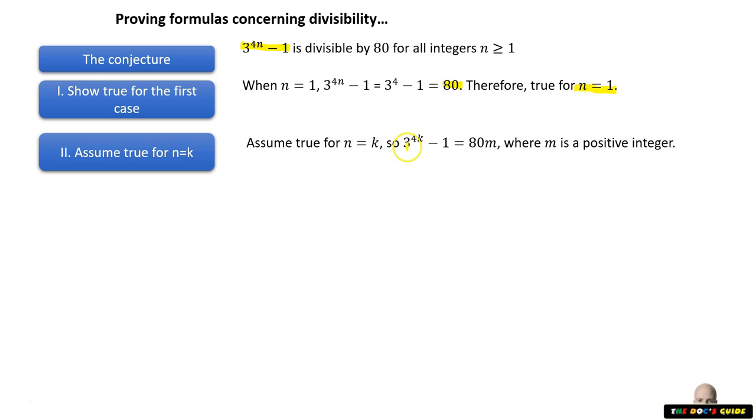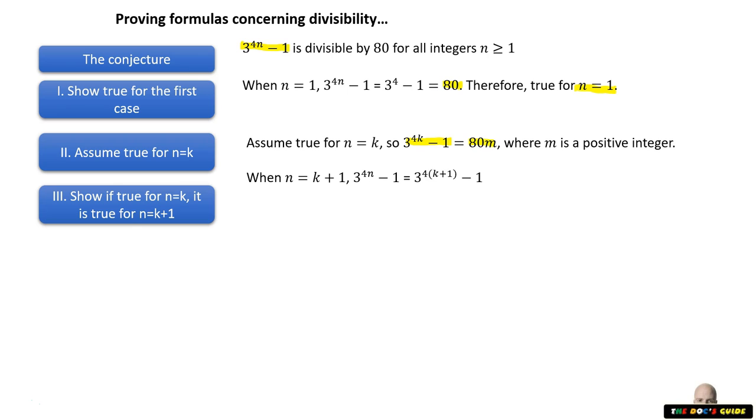So if it's true for n equals k, that means 3 to the 4k minus 1 must equal 80 times some integer m. There's nothing special about the letter m, it's just that m needs to be a positive integer. So in other words, 80 goes into 3 to the 4k minus 1 a whole number of times. Now we set about showing that if it's true for n equals k, it's also true for the subsequent case, n equals k plus 1. So when n does equal k plus 1, our expression becomes this, 3 to the 4 outside of k plus 1 minus 1. Now our aim will be to show that this thing itself is divisible by 80.